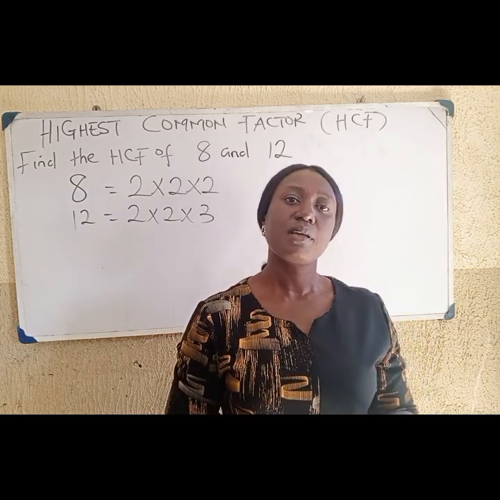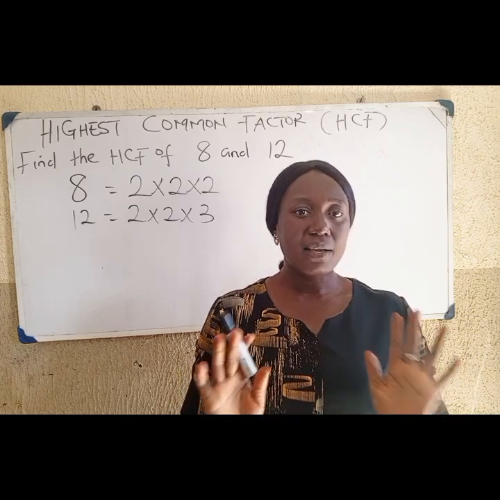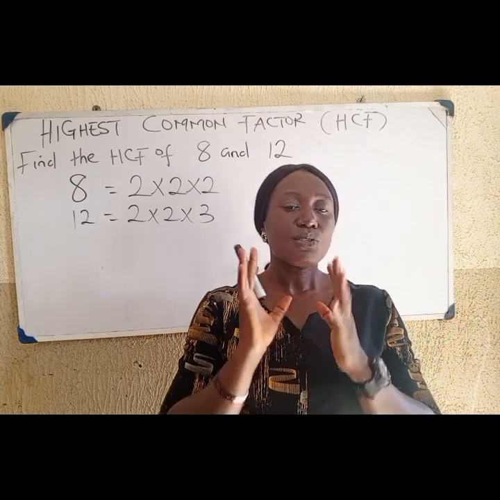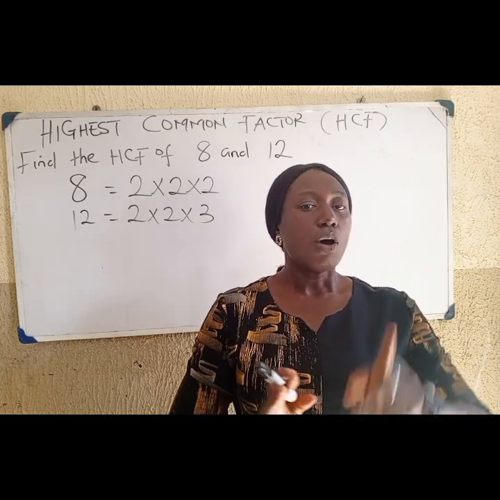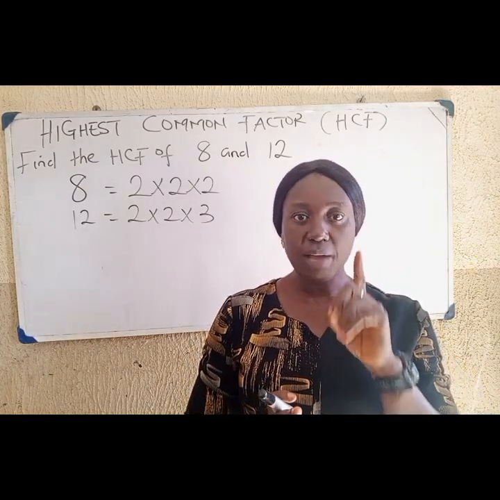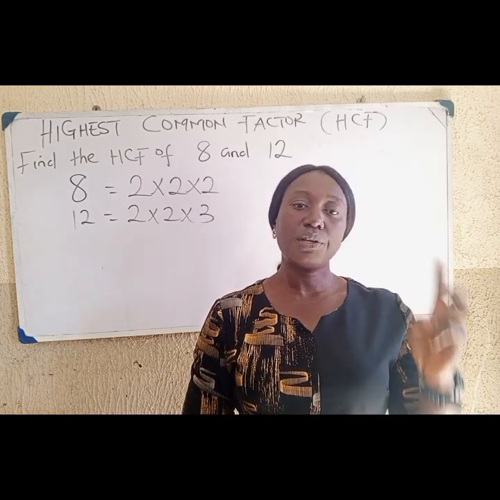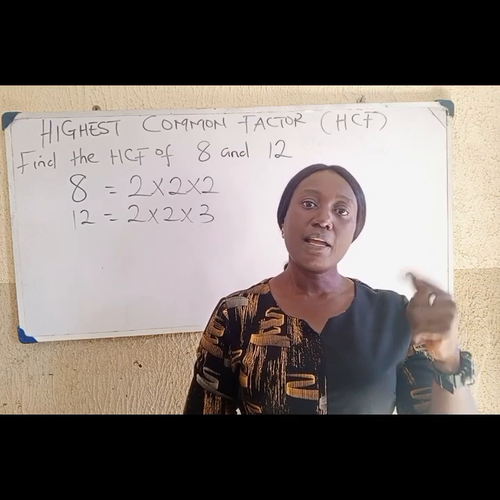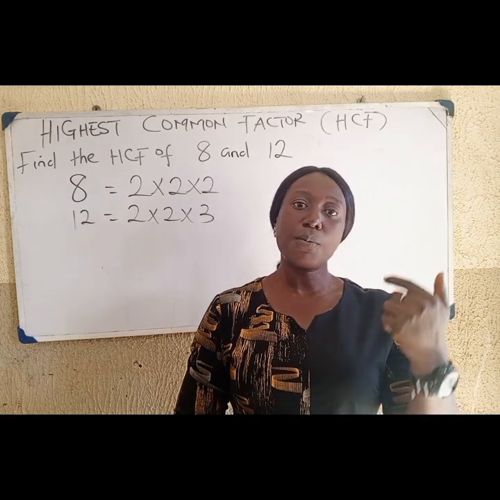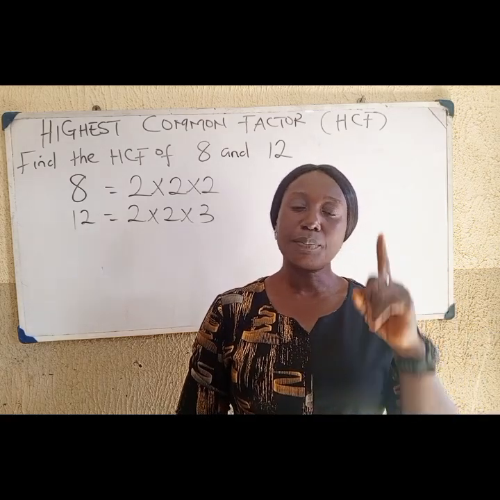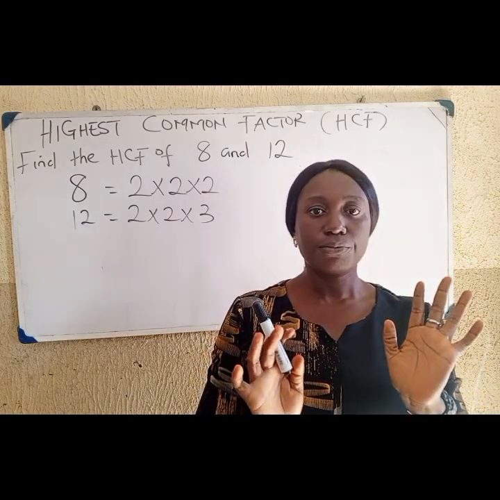So I've expressed each of these numbers as a product of prime factors. Now, what are prime numbers? Prime numbers are those numbers that are divisible by 1 and that number itself. A prime number has only 2 factors, 1 and that number itself. Remember that 1 is not a prime number. Examples of prime numbers are 2, 3, 5, 7, 11. 9 is not a prime number. Why? 9 can be divisible by 3. But I say that a prime number has only 2 factors, 1 and that number itself.